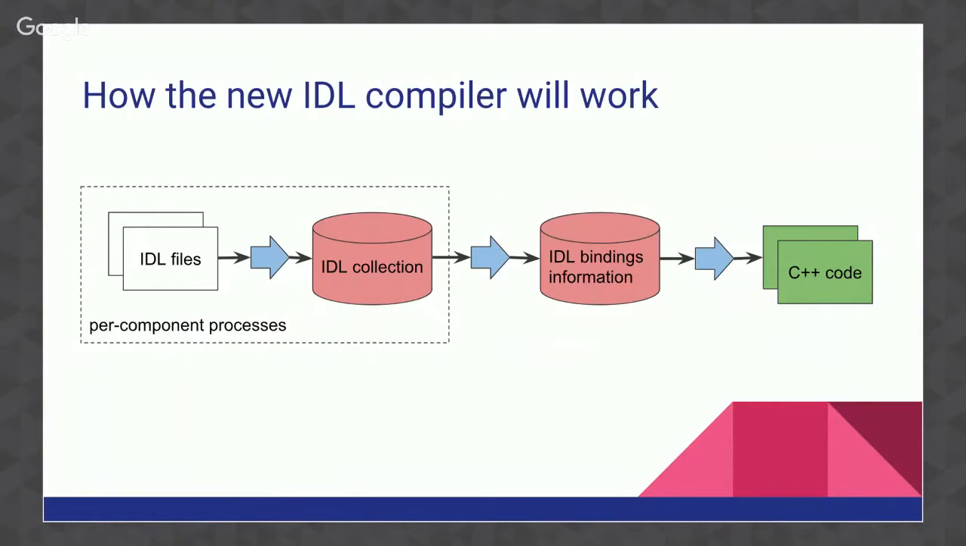First, we load all the IDL files in the component and output a database. Then we merge all databases per component into one global unique database. Then we can generate all IDL binding code, C++ code, from the unique global database.